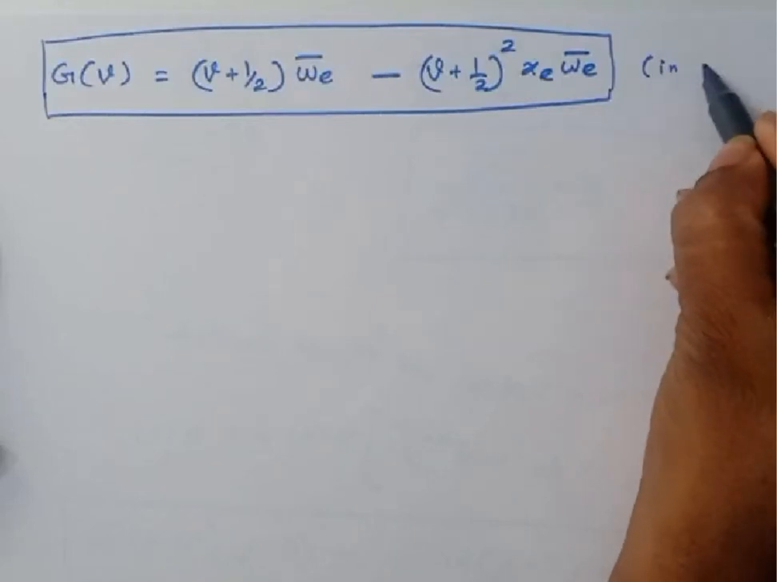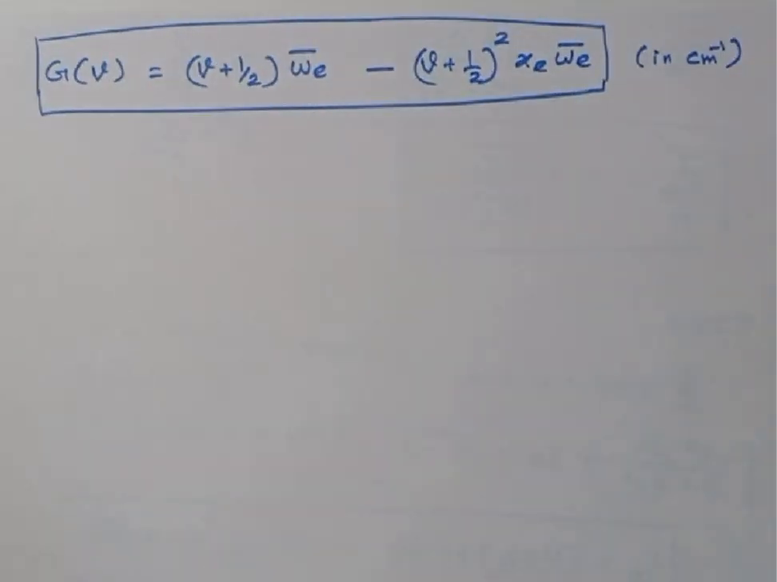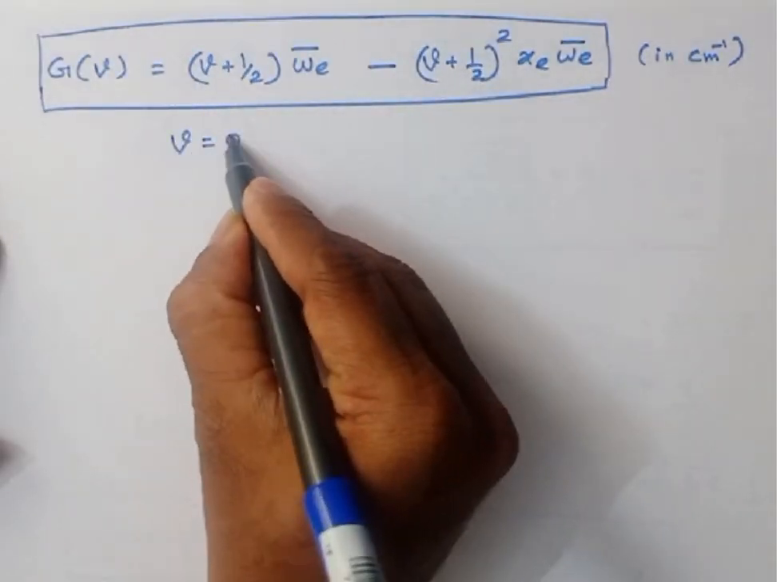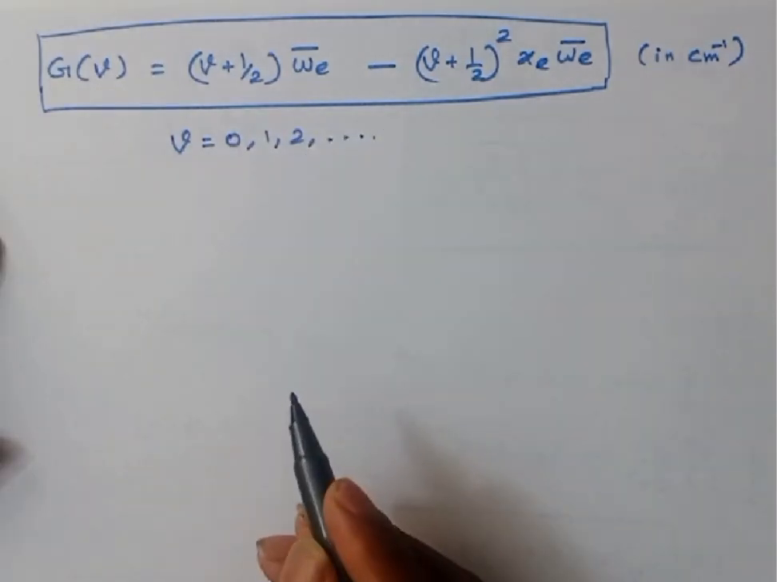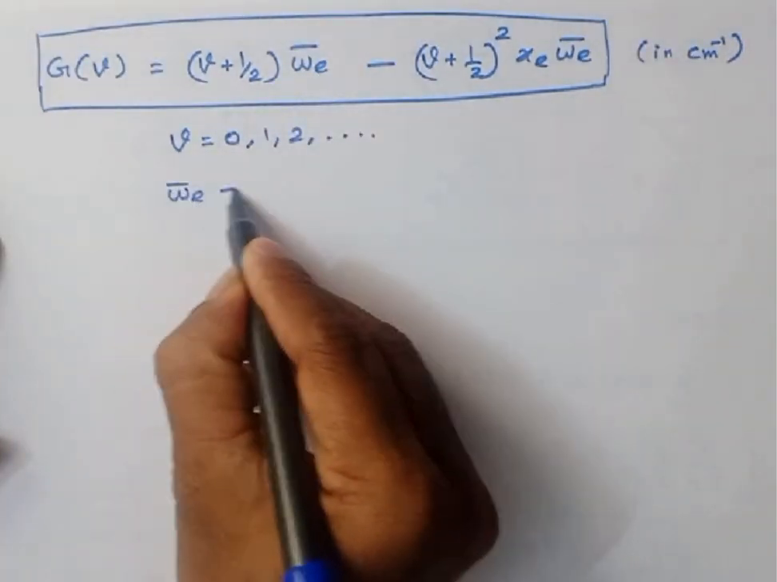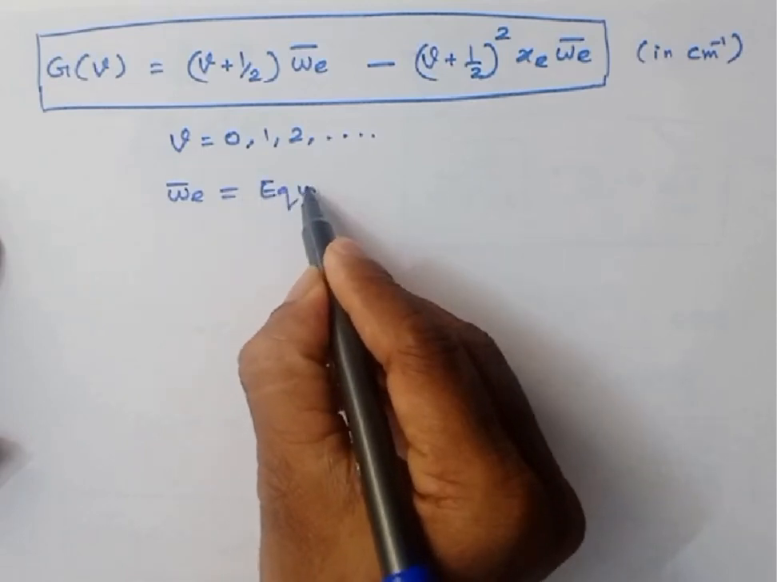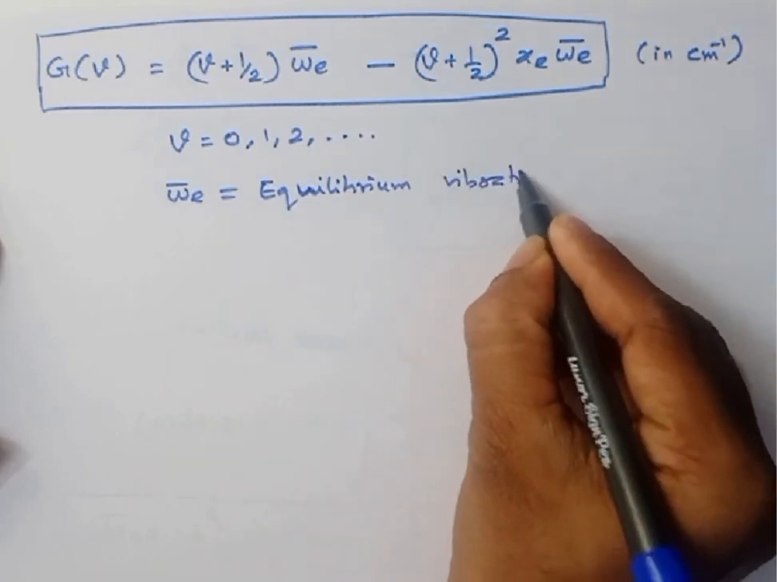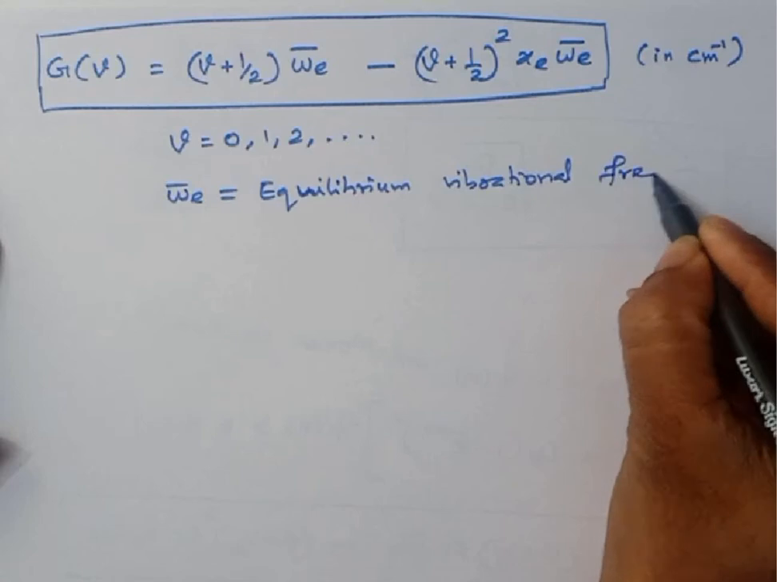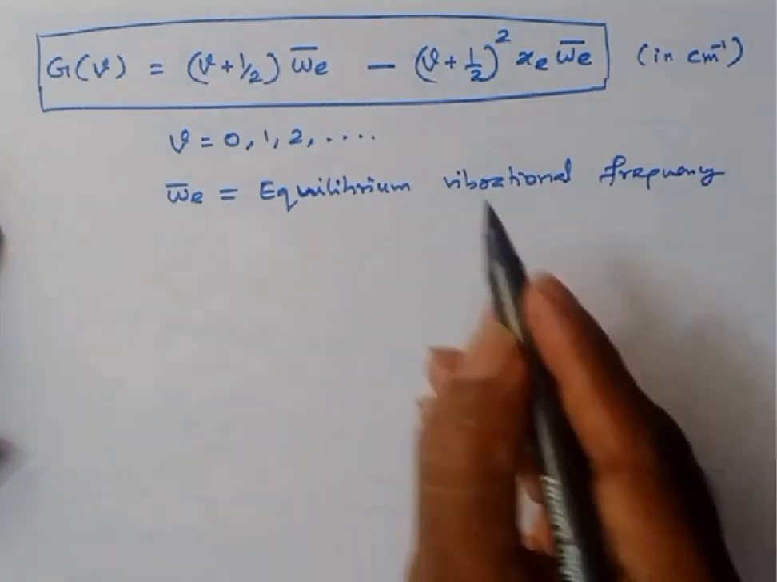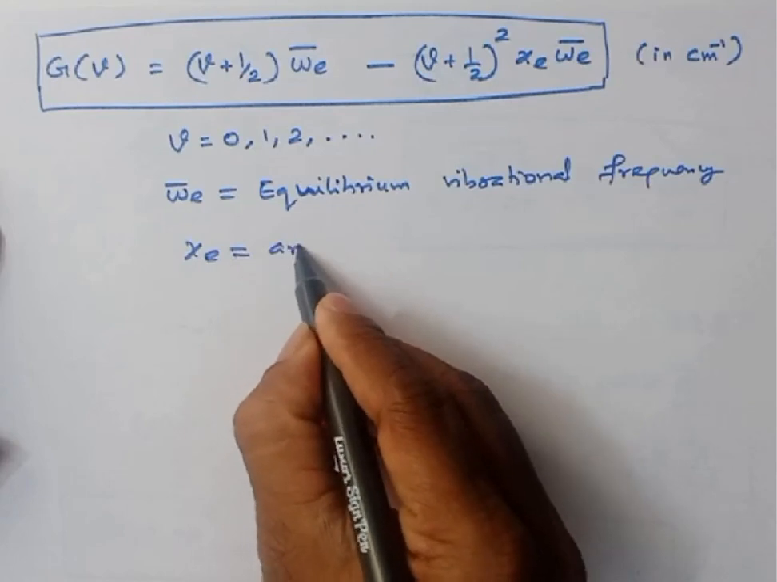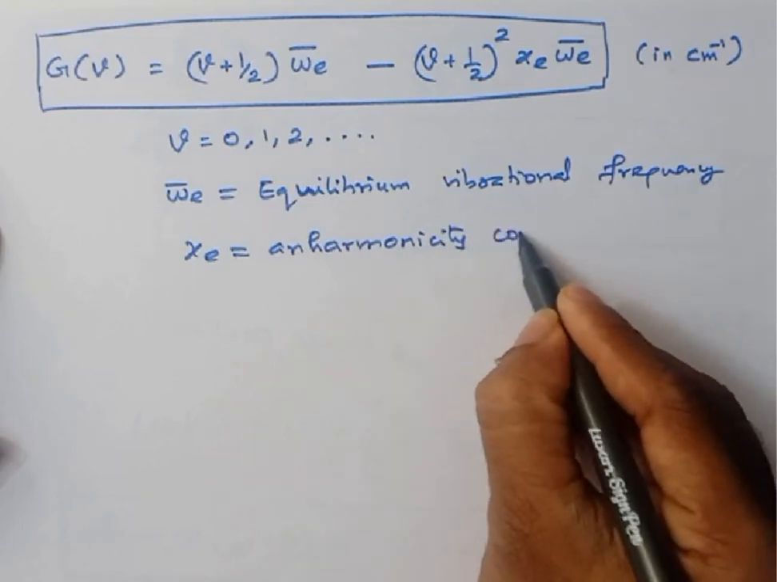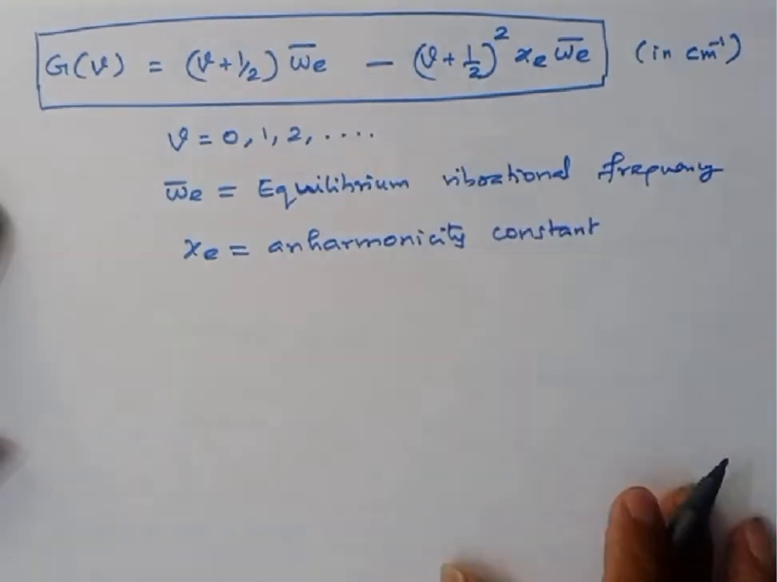This is in wave number unit, centimeter inverse, where V is called the vibrational quantum number, which can take values 0, 1, 2, 3, 4, etc. Omega e bar is the equilibrium vibrational frequency of the bond, and Xe is called the anharmonicity constant. Students, note down, it's very, very important.